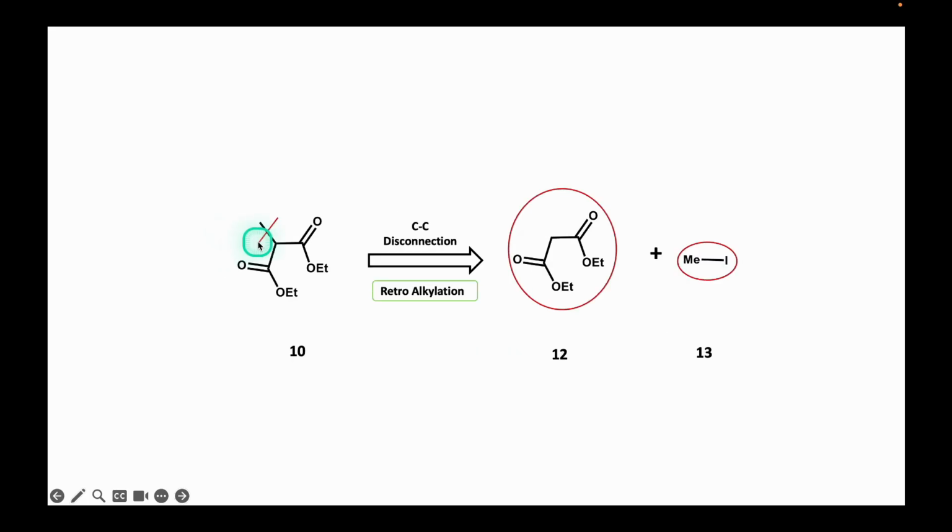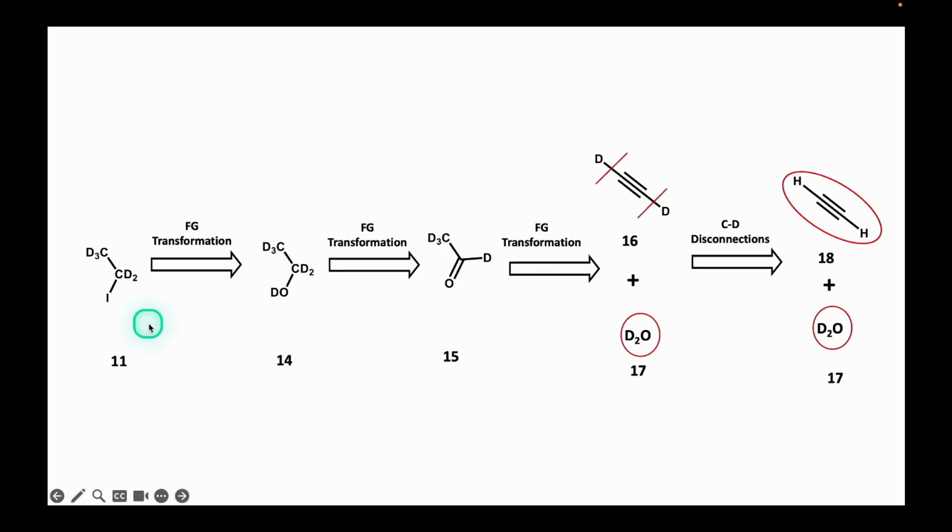A carbon-carbon disconnection in 10 generates diethyl malonate 12 and methyl iodide 13 as raw materials. A functional group transformation yields perdeuterated iodoethane 11 from perdeuterated ethanol 14. Another functional group transformation gives rise to perdeuterated acetaldehyde 15.